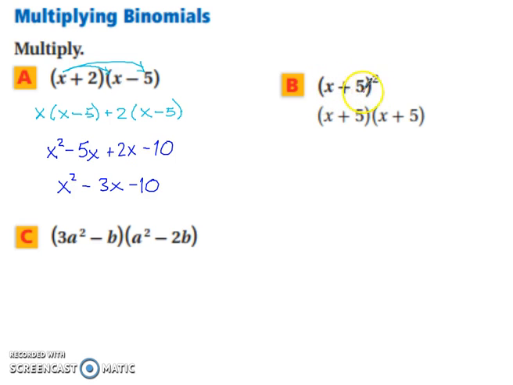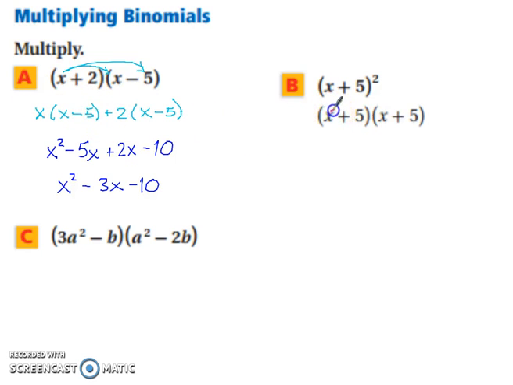This whole quantity is being multiplied this many times, in this case twice. So you need to rewrite it so it says x plus 5 times x plus 5. And then you follow what you did in A.